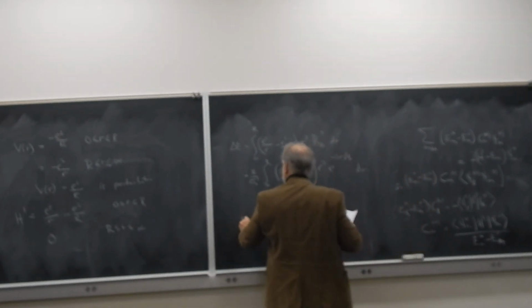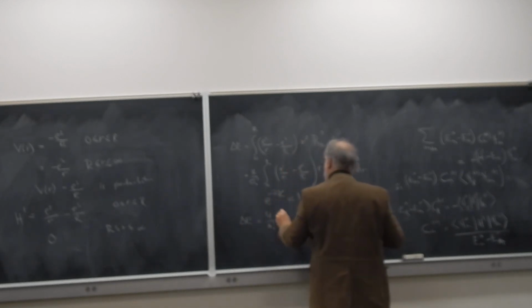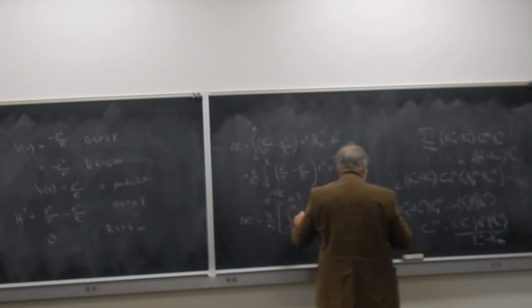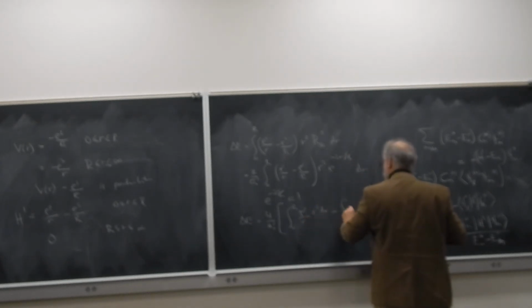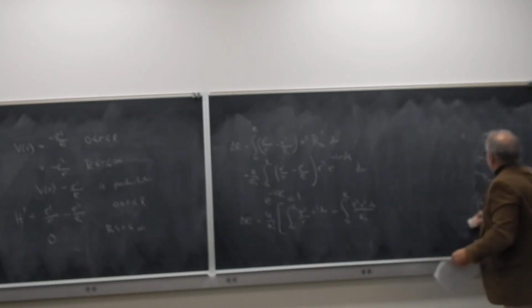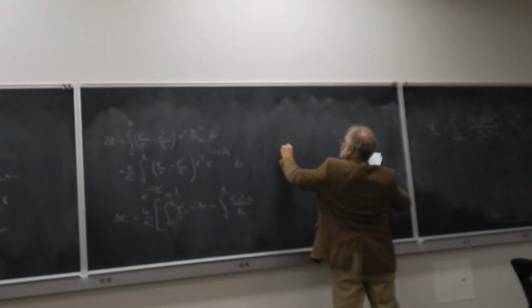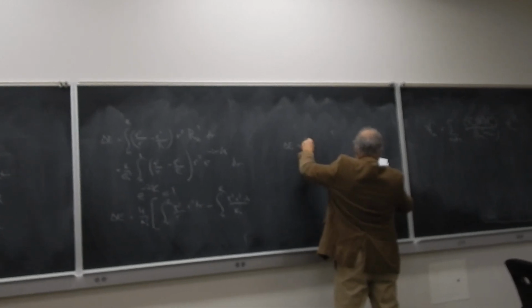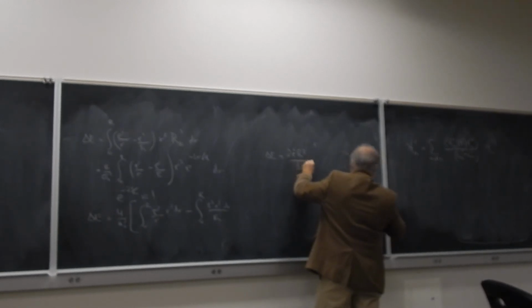That makes our delta E equal to 4 over a naught cubed times the integral 0 to R of e squared r dr, minus the integral 0 to R of e squared r squared dr over capital R. If I work out the integrals, which are fairly simple, I'm going to find that delta E is equal to 2 e squared R squared over 3 a naught cubed.